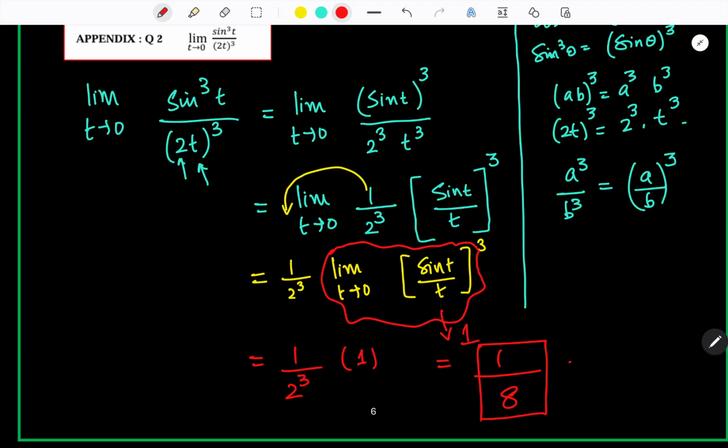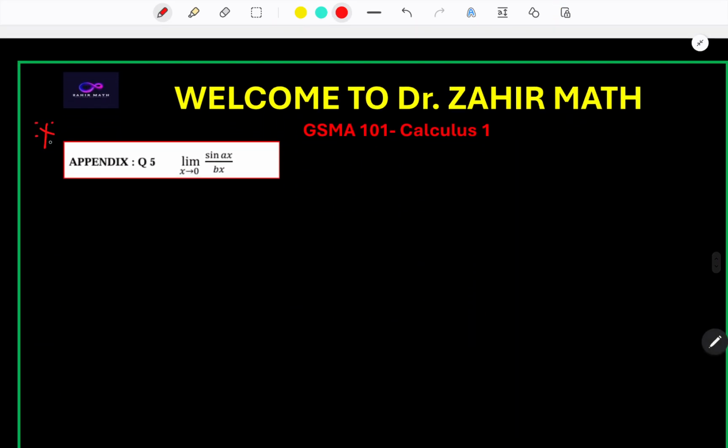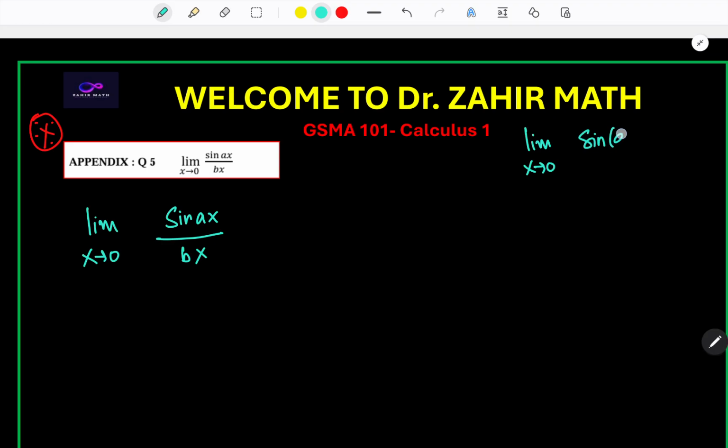Clear? Right. So we adjusted this one. Let's go to the next one. This question is a little important question. Let's go to limit x goes to 0, sin ax over bx. So what is the situation here? We want sin ax by bx. Actually, what did I say? Limit x goes to 0, sin ax over ax is equal to 1, and limit x goes to 0, sin bx over bx is equal to 1.